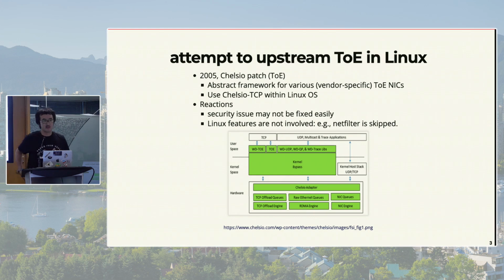But the reaction of the community, especially the Linux kernel community, was not positive, because if a security issue is discovered in the TOE implementation, it is very hard to update or replace the implementation in a timely manner. And also, as the TCP implementation is proprietary, Linux features, especially packet filtering features like netfilter, are not available for this particular TCP implementation.